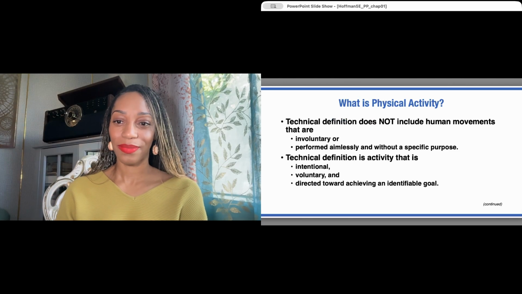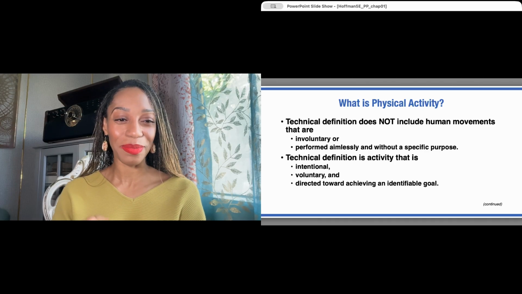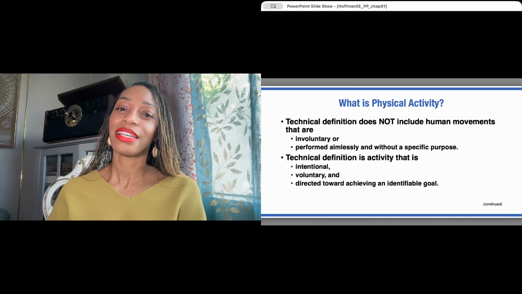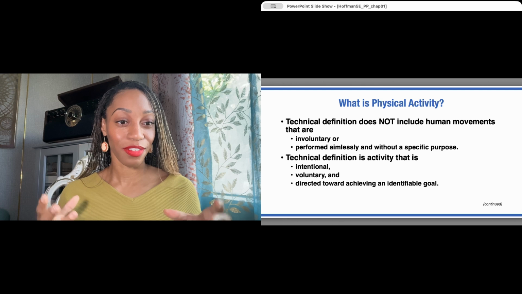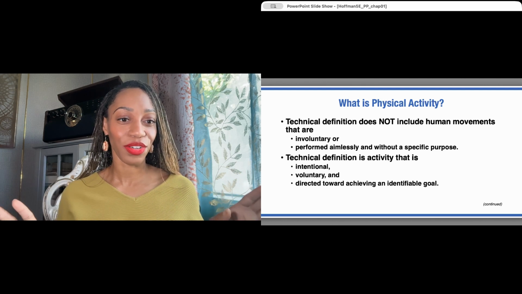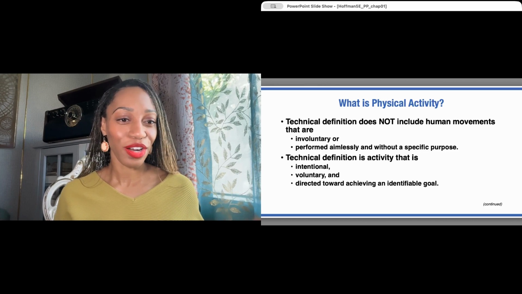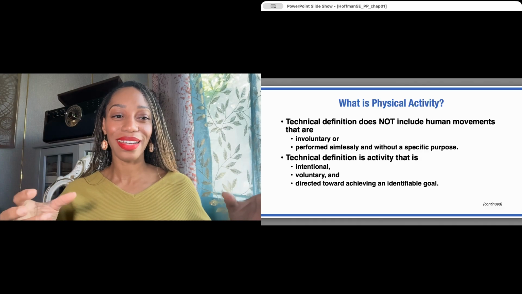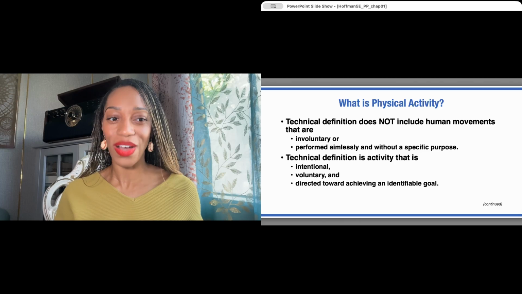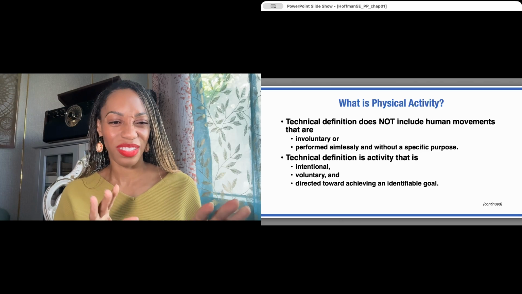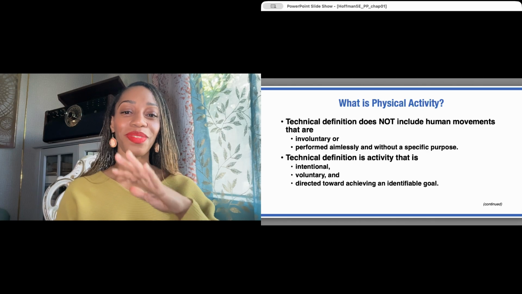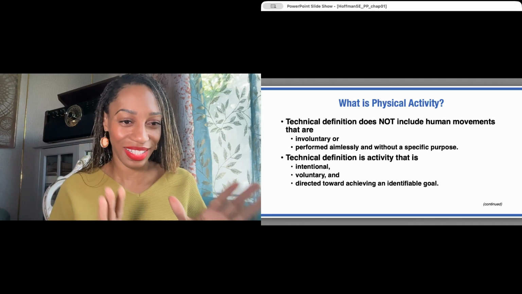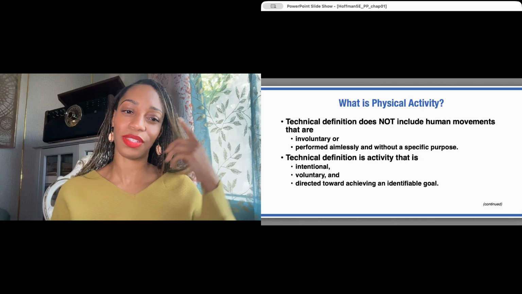What is physical activity? Pretty self explanatory, but let's get down to some of the nitty gritty. So, the technical definition does not include aspects of movement that are involuntary, such as your heart beating. Now, you want your heart to beat, but you are not specifically causing that heart to beat. So, that's an involuntary movement. Or let's say you have a muscle spasm, involuntary. That doesn't constitute physical activity. It is movement, but it's not physical activity.